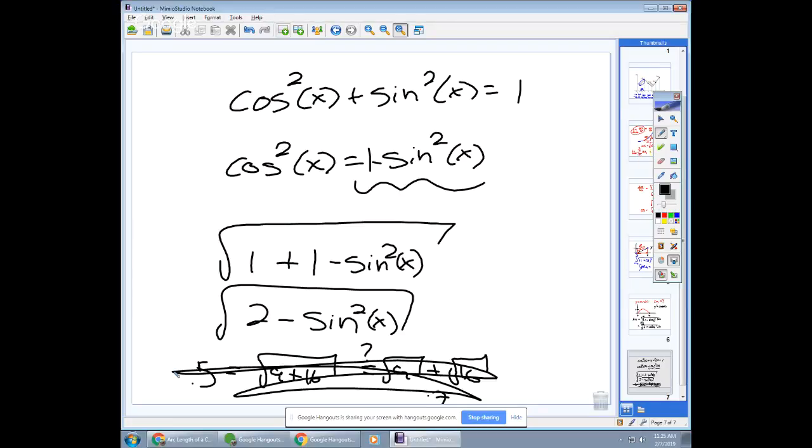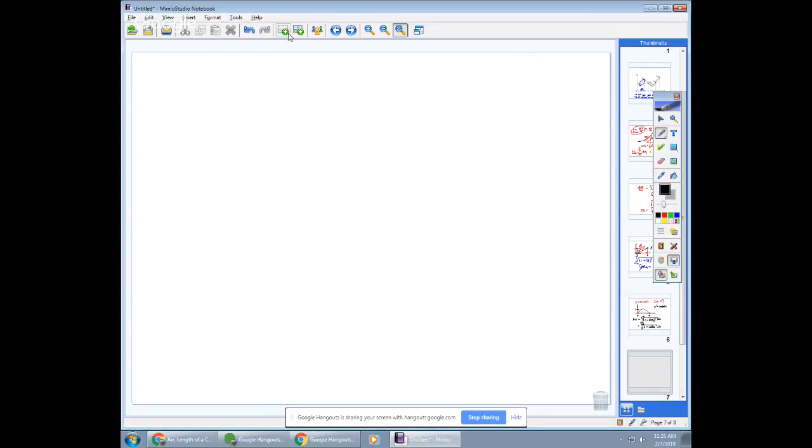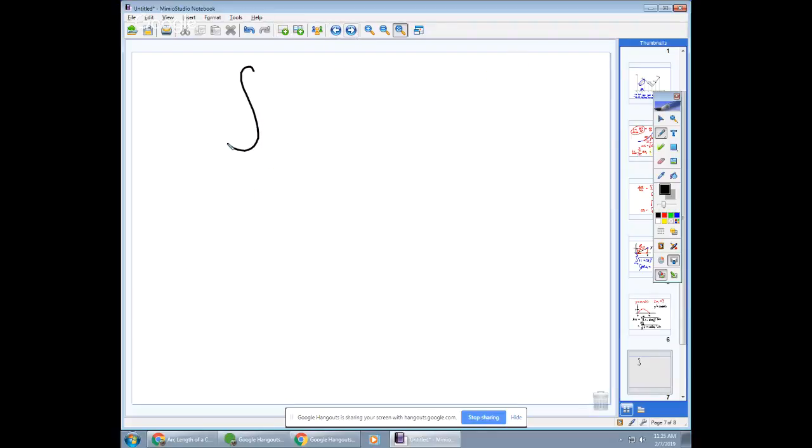Good question. We have two options. Give up, or we could try a u substitution. Okay, let's try that. Let's rewrite it. So we have the integral of the square root of 1 plus cosine squared of x dx. What could we let u be? Either 1 plus cosine squared or just cosine squared.